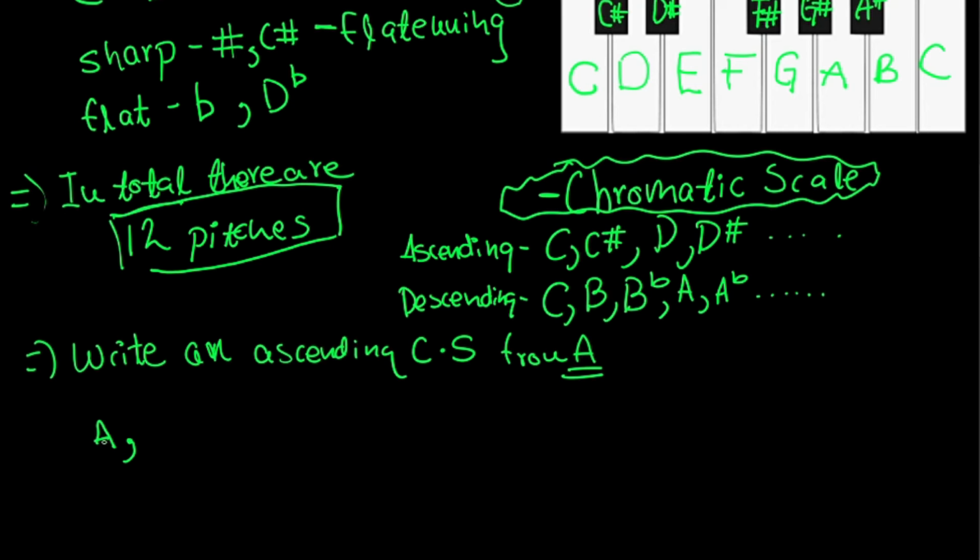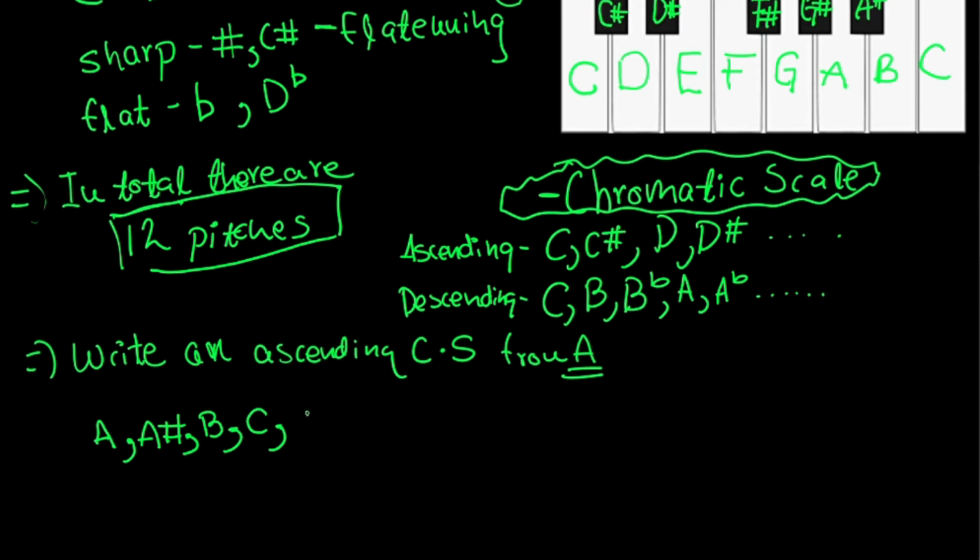So what is ascending? I need to go from one pitch to a higher pitch. So you can just look at the keyboard. What comes after A? Well, there's A sharp. And remember, I'm using sharps because we're going ascending. Then after A sharp, there's B. Then after B, C. Remember, no pitch in between B and C. It's just C.